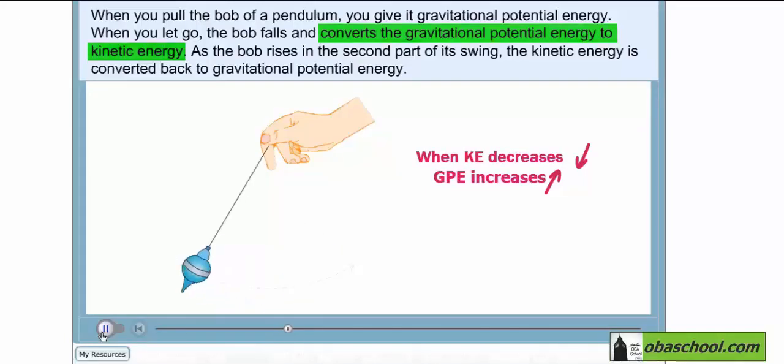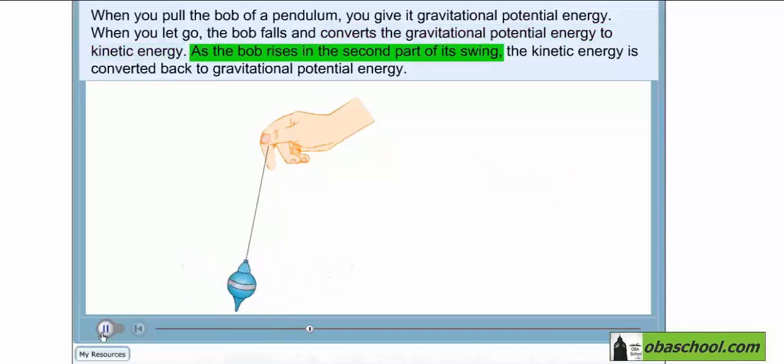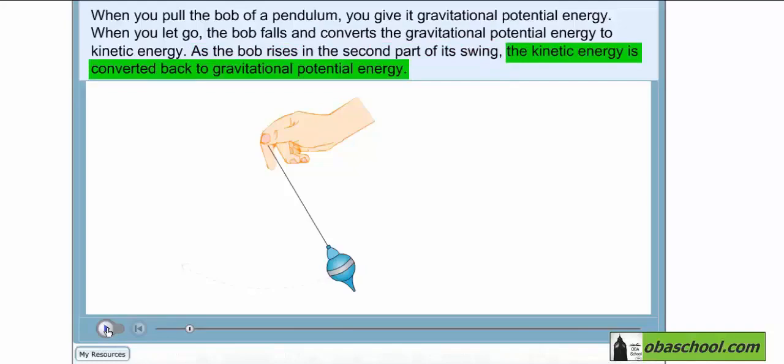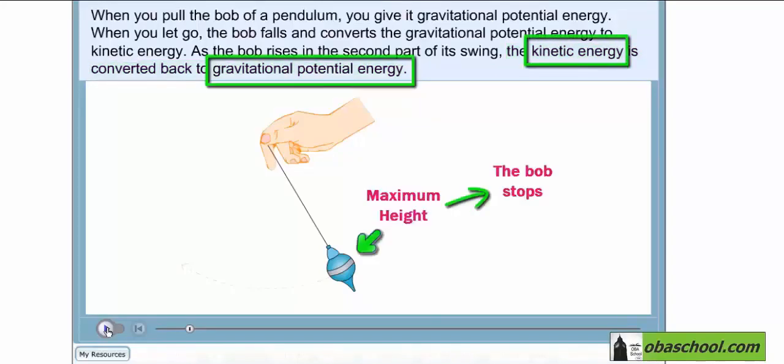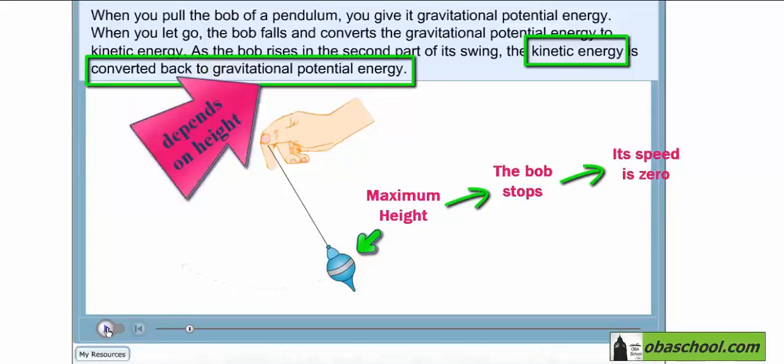As the bob rises to the second part of its swing, the kinetic energy is converted back to the gravitational potential energy. So, as the kinetic energy decreases, the gravitational potential energy will increase. This happens because when the bob reaches its maximum height, it stops and its speed will be zero. And since the gravitational potential energy is dependent on the height, then it will be at its maximum while the kinetic energy will be zero since the speed at this position is zero.